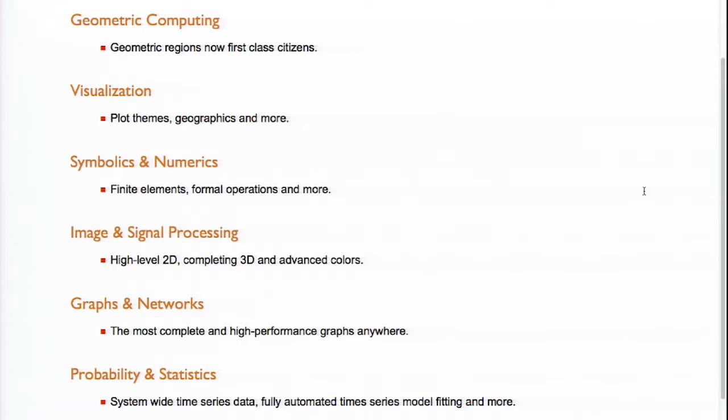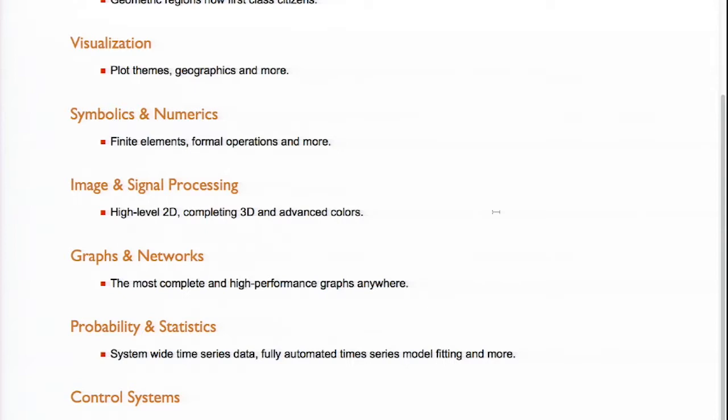Symbolics and numerics, you've seen a lot of things like finite elements, formal operations, and much more, like symbolic differential equations, et cetera. Image and signal processing, the theme there is high-level operations for 2D image processing, making the 3D image processing complete, or almost as complete as 2D. Not quite, but it's very close. Advanced color stuff.